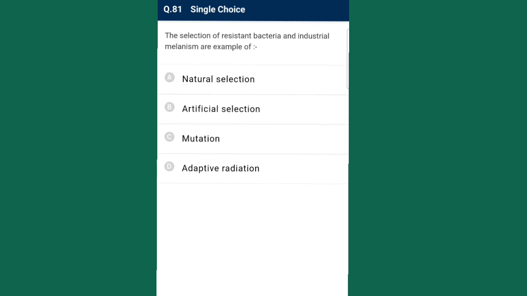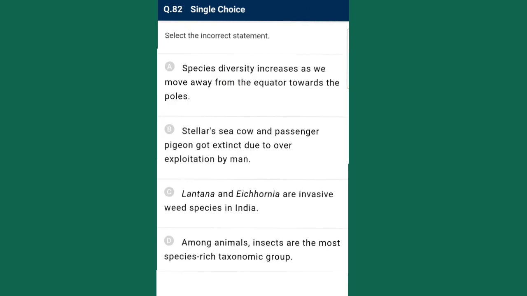Question number 81. The selection of resistant bacteria and industrial melanism are examples of... The selection of resistant bacteria and industrial melanism are examples of natural selection. So the answer for this question is option A.